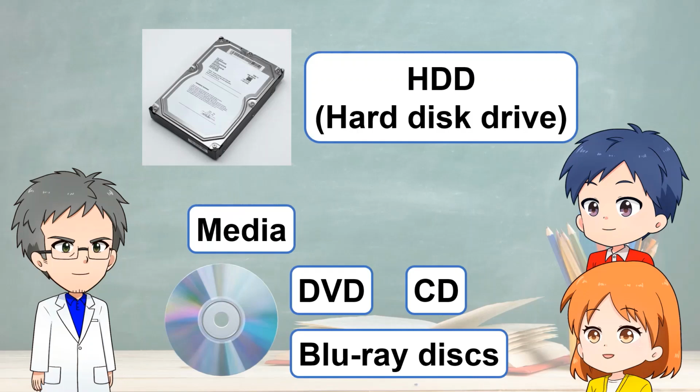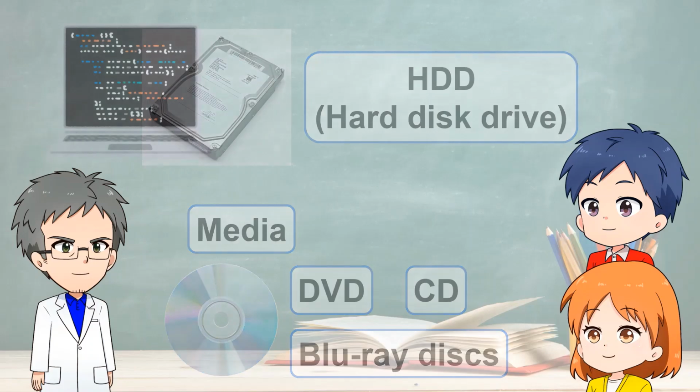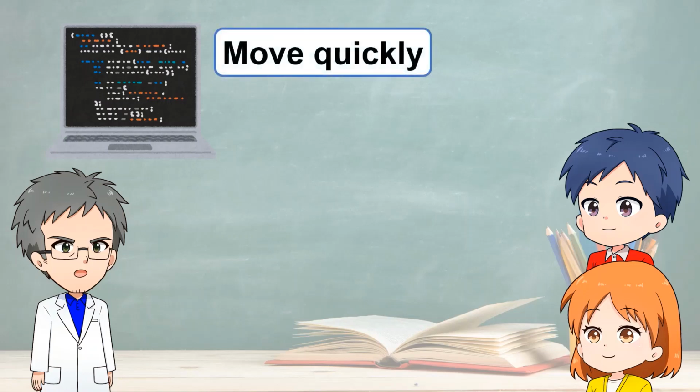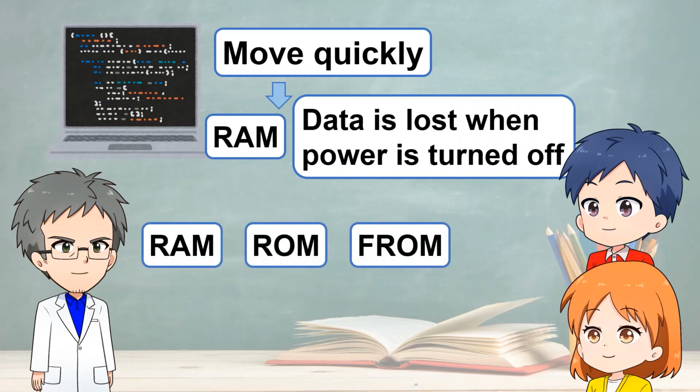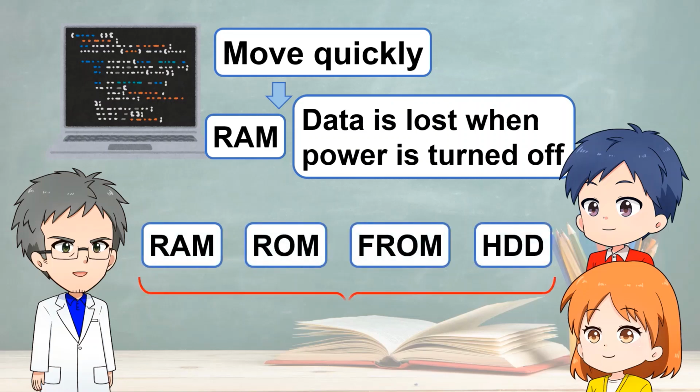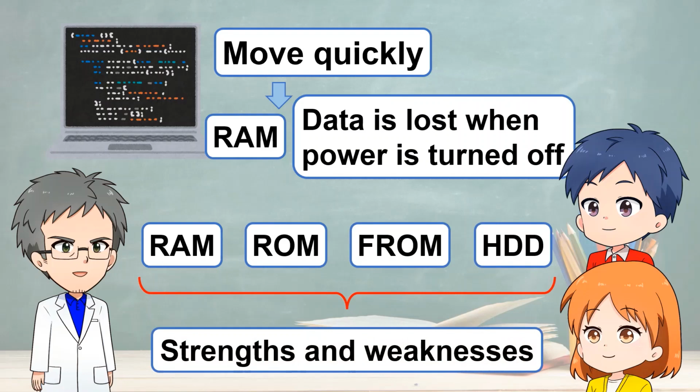Why are there so many types? That's a good question. RAM is suitable for fast reading and writing to make computers run faster, but without power, the data is lost. Various types of memories have been created to make up for this weakness. Storage devices such as the RAM, ROM, FROM, HDD all have their own strengths and weaknesses, and are used differently.